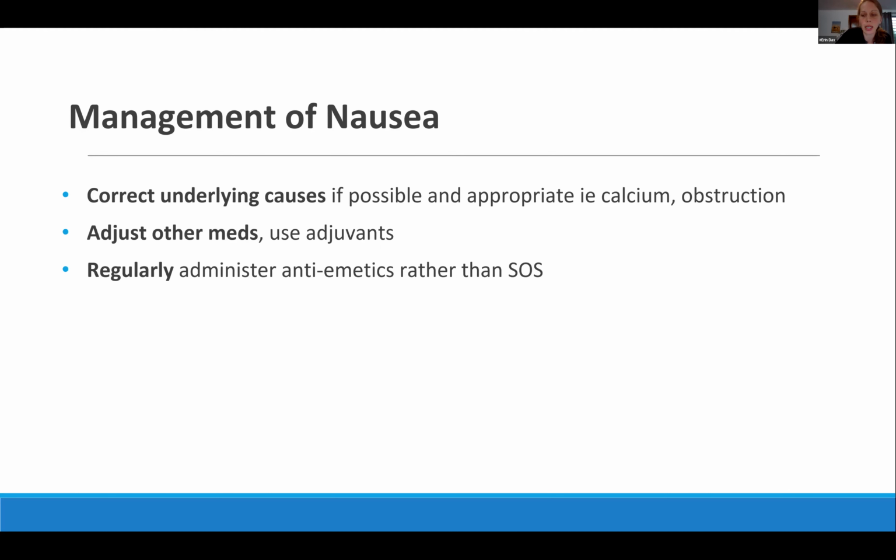It's really important as a healthcare provider in a humanitarian setting, and within all palliative care settings, that we regularly administer antiemetics rather than giving them as SOS or only as needed. It's important that we're providing the patient with overall support for their nausea and not just giving it when they feel nauseous, because then oftentimes it's too late and our patients will vomit.